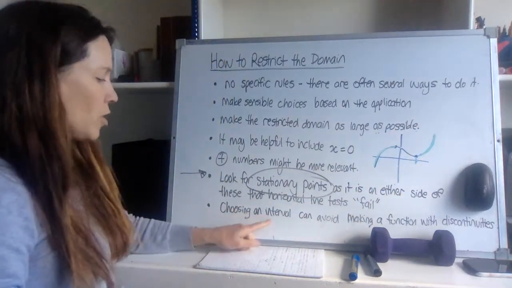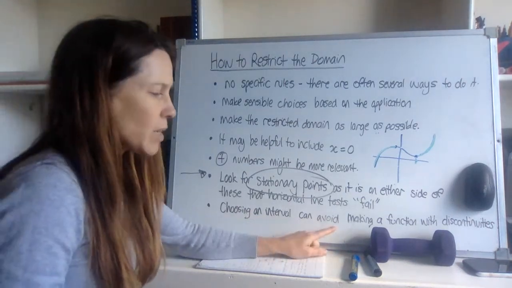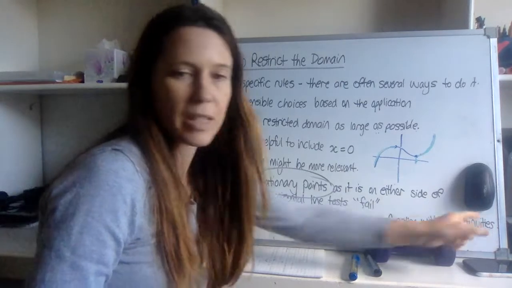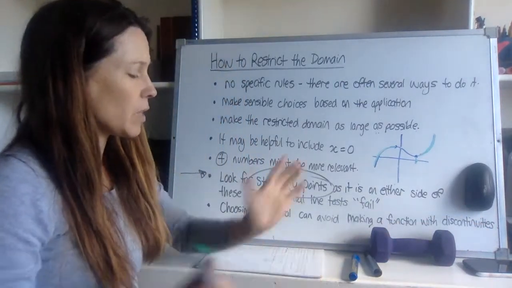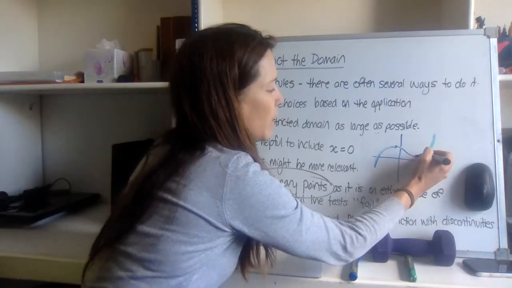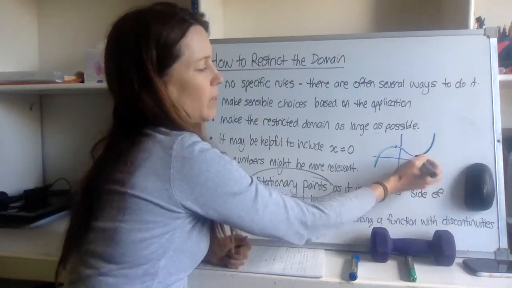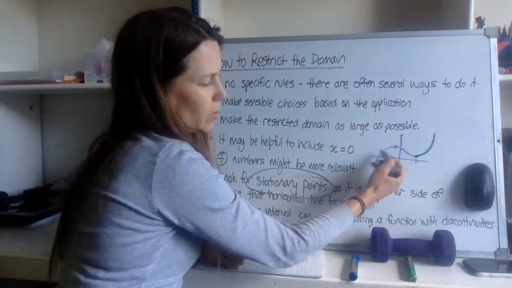Now, I've written here that choosing an interval can be smart at times because it avoids the temptation to make a function that's got discontinuities in it. Now, discontinuities are just gaps, aren't they? So let's consider what would happen if I said, all right, I'm going to have just this part from here up, whatever that value of x is, upwards. I'm not going to have the rest there because it fails a horizontal line test all through here.